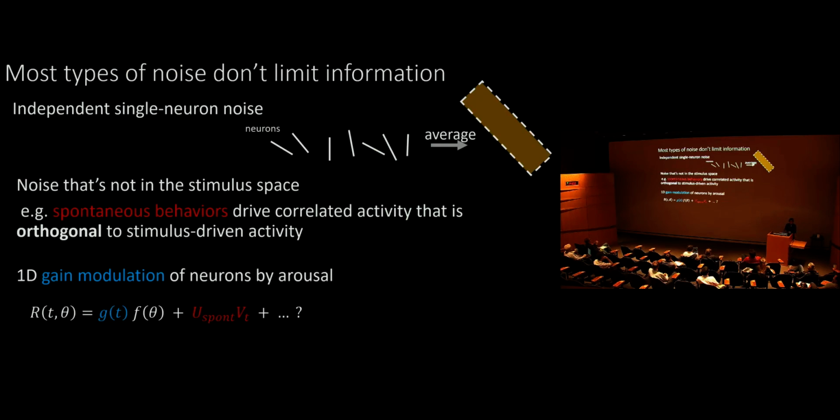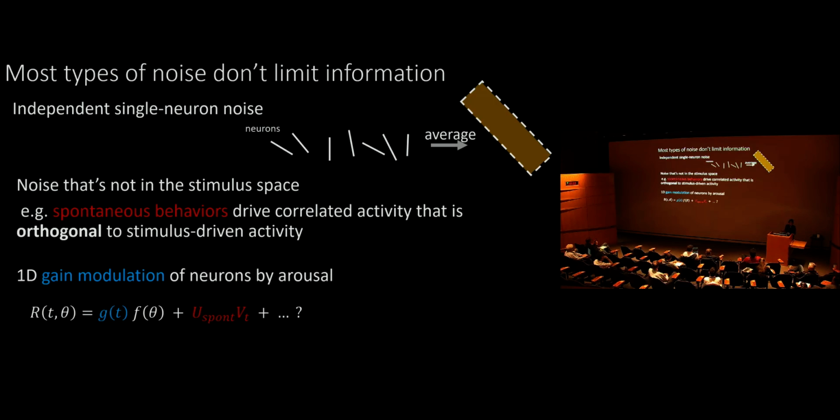So to summarize what I just went through, each of our neurons R has some response to a trial T and an orientation theta. So say this is responses to oriented gratings, and its response is relative to its tuning curve F, times a gain which changes from trial to trial, plus this correlative variability from behaviors, which is in an orthogonal subspace.